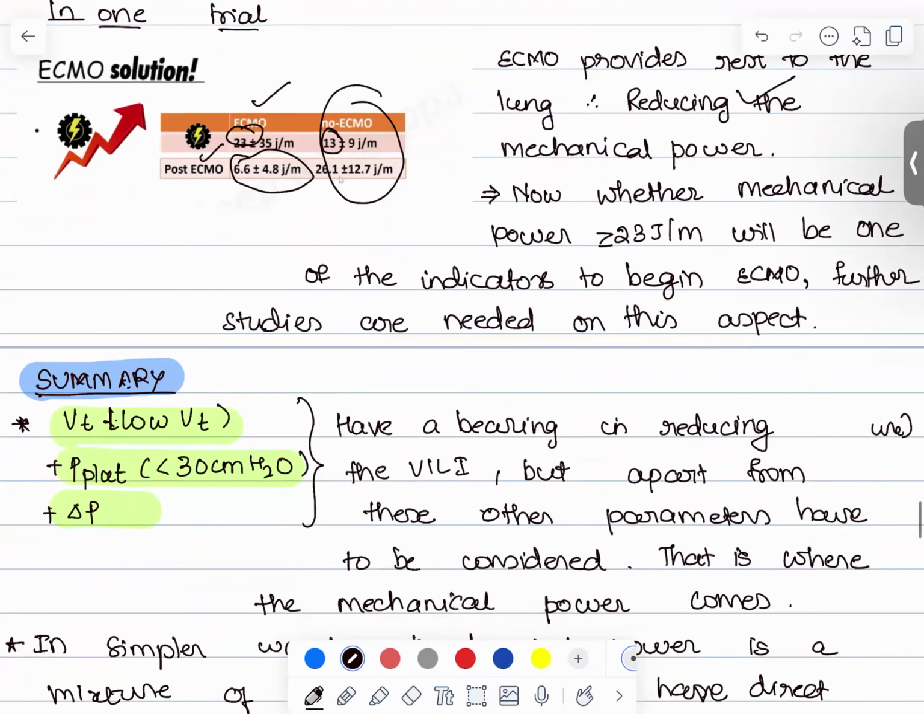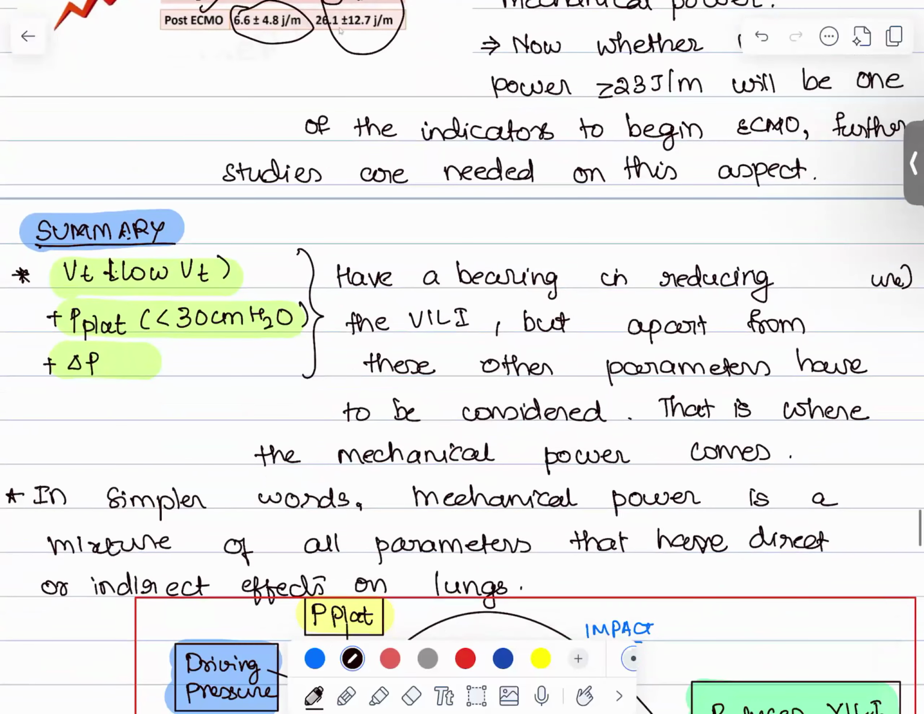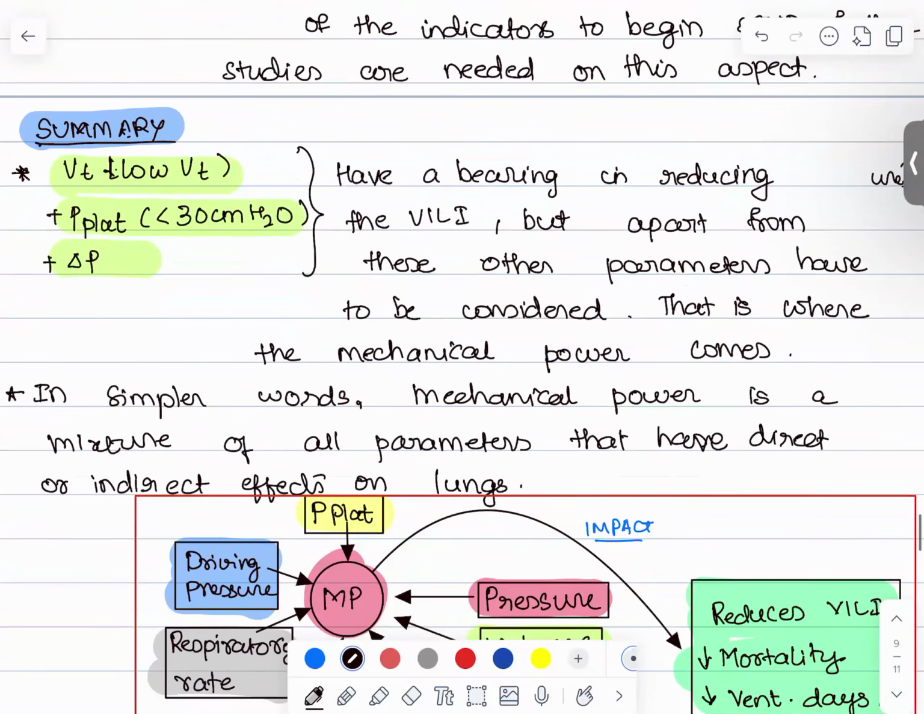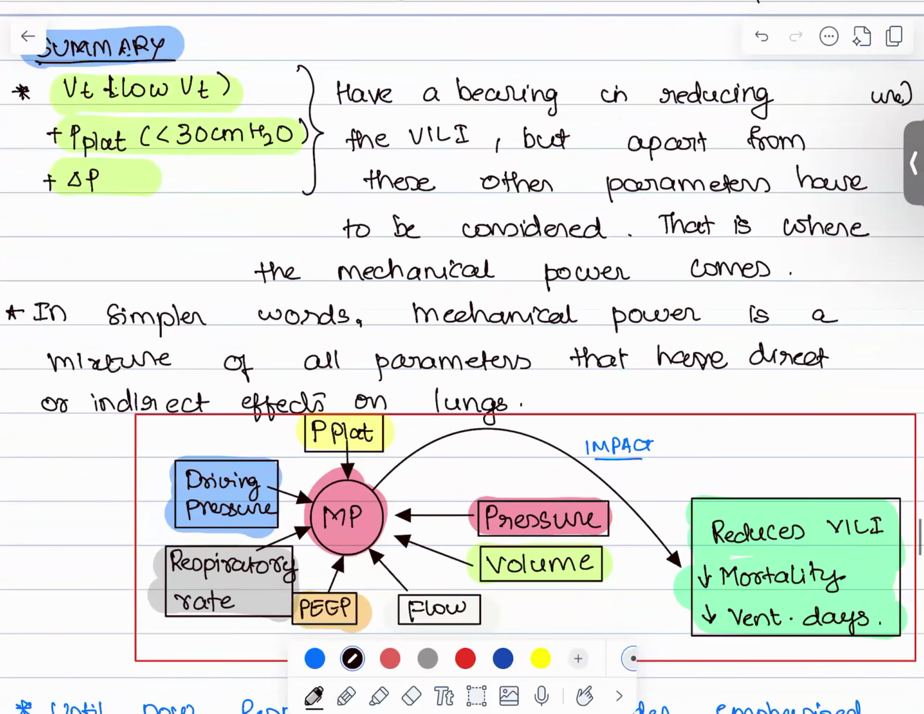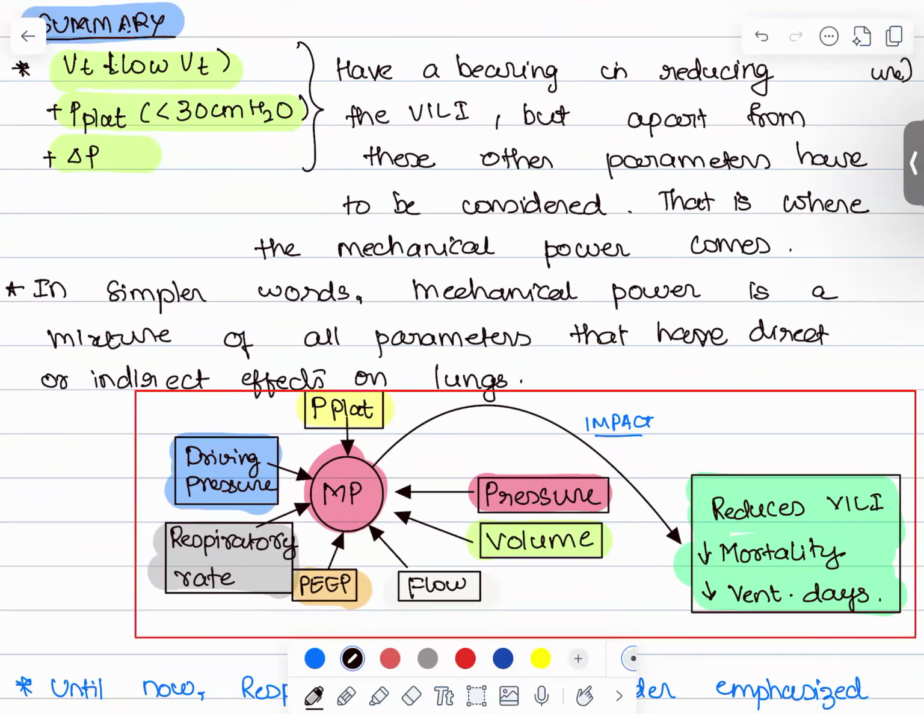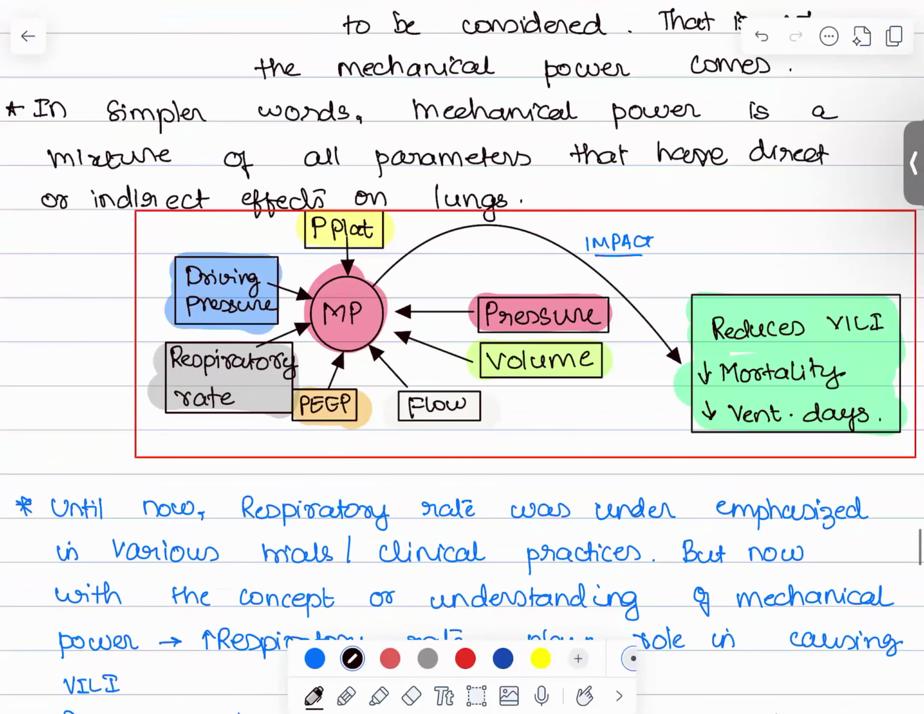To summarize, gone are those days where we focused on low tidal volume, low plateau pressure, and reduction of the plateau pressure and the delta pressures. Yes, they have a certain bearing on VILI, but something new we have to find. That is nothing but the amalgamation of all the insults that are happening to the patient's lung, and that is denoted by the mechanical power. And we should be limiting the mechanical power to less than 17 joules per minute.